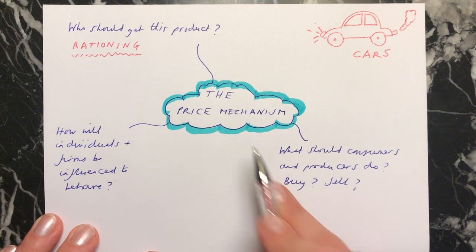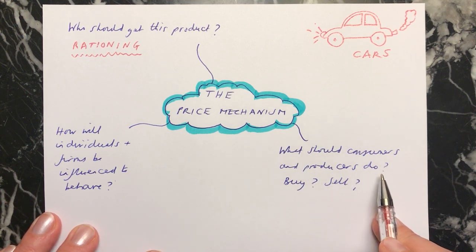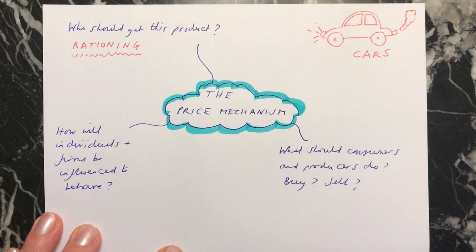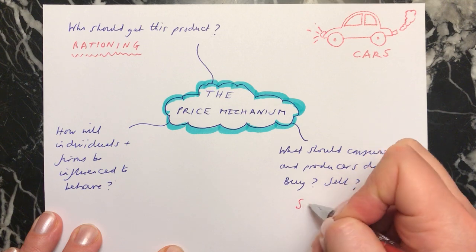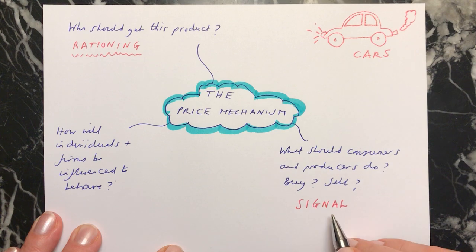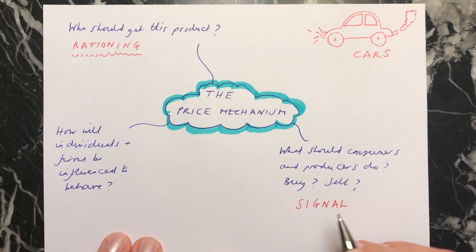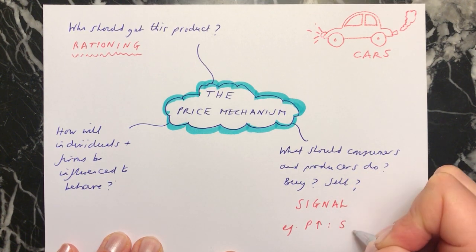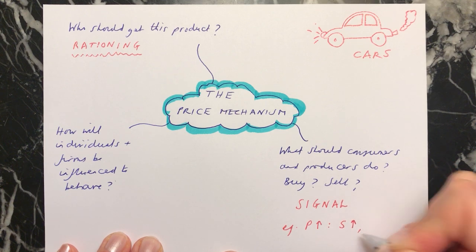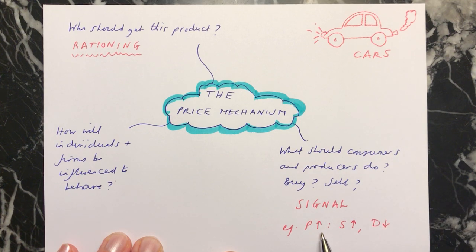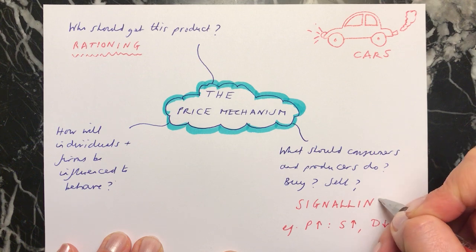The next thing, what should consumers and producers do? So at any moment in time, should they be buying more or buying less, or selling more or selling less? And here, what the price mechanism does is, according to the price, it will give a signal, a sign, to consumers and to firms about what to do. So for example, if the price goes up, this means suppliers, firms, will supply more, and consumers will demand less because the product is more expensive. And we call this signalling.